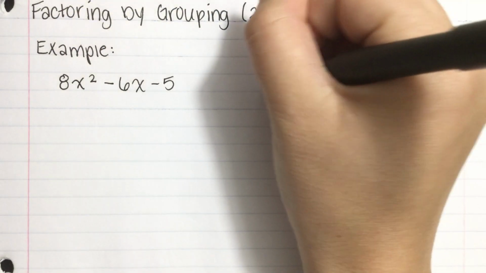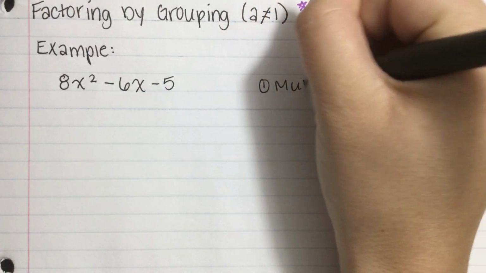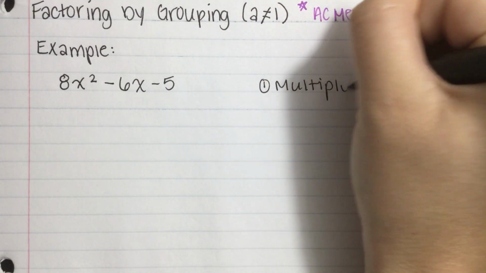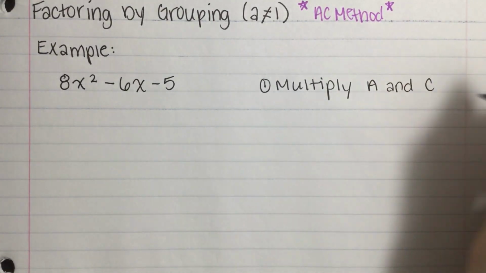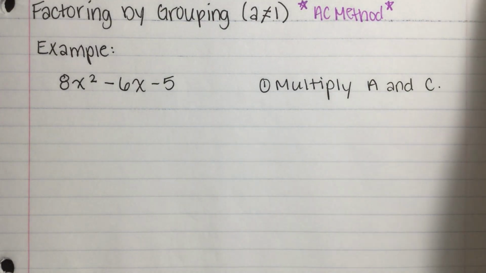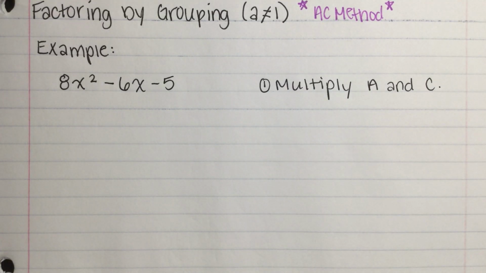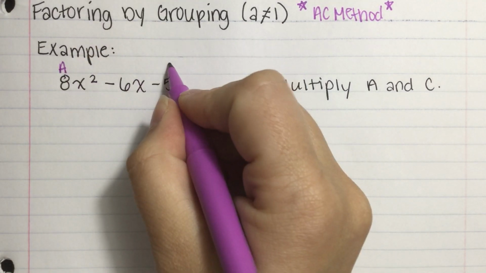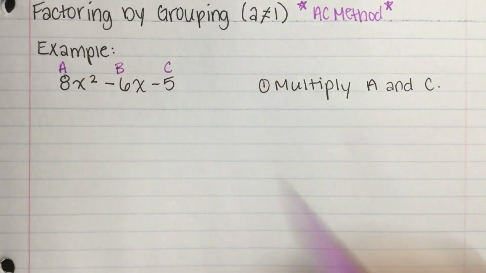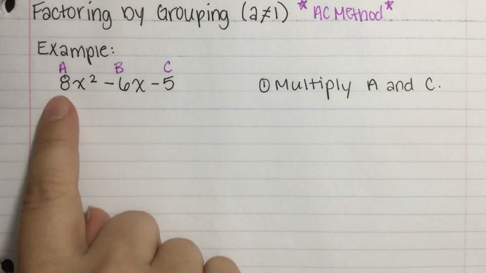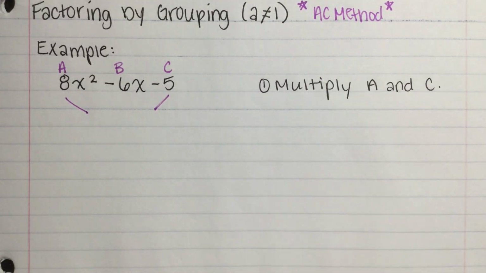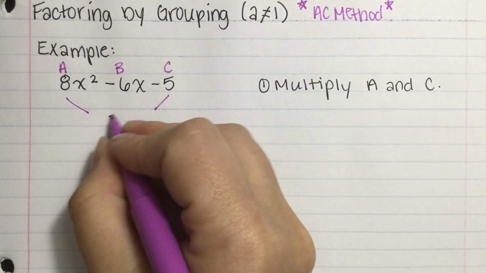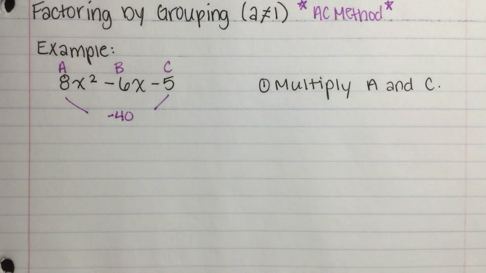So my first step is going to be to multiply A and C. Now, if you don't remember, I will actually mark it up here. This is your A value, this is your C value, and technically that's your B value. So we're going to multiply A and C together. So 8 times negative 5 is going to give you negative 40.